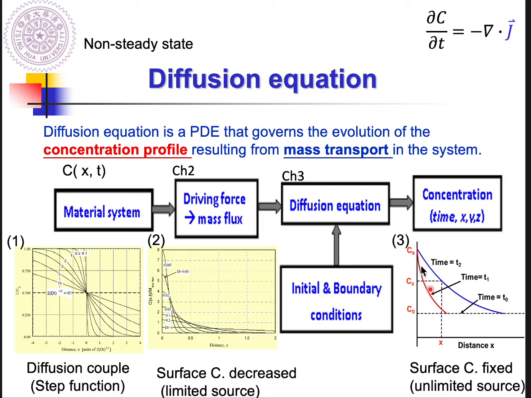with increasing time, T1 is here, right? And with increasing time, you can see the carbon atoms diffuse more and into a deeper region of the second substrate. So this case we call an unlimited source, and the characteristic is that CS, the surface concentration, does not change with time. Okay, so the following slide is going to show you how to derive the corresponding solutions for these three cases.